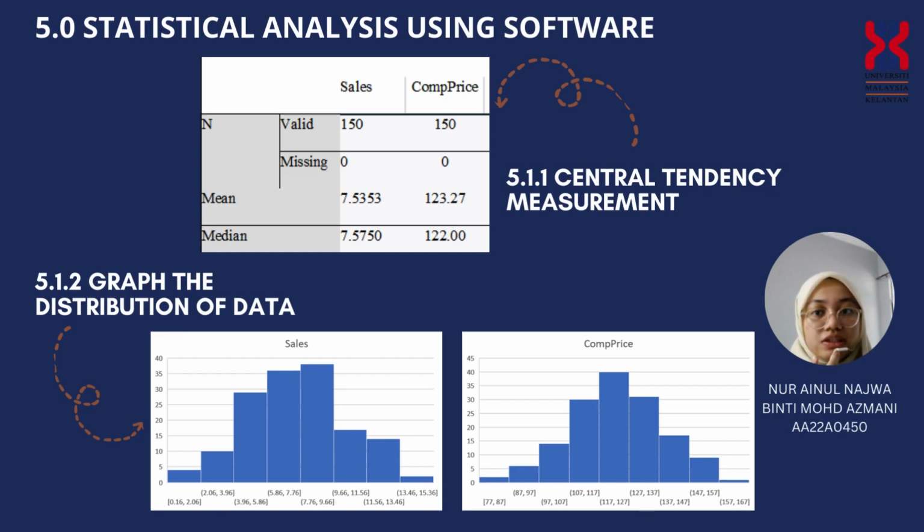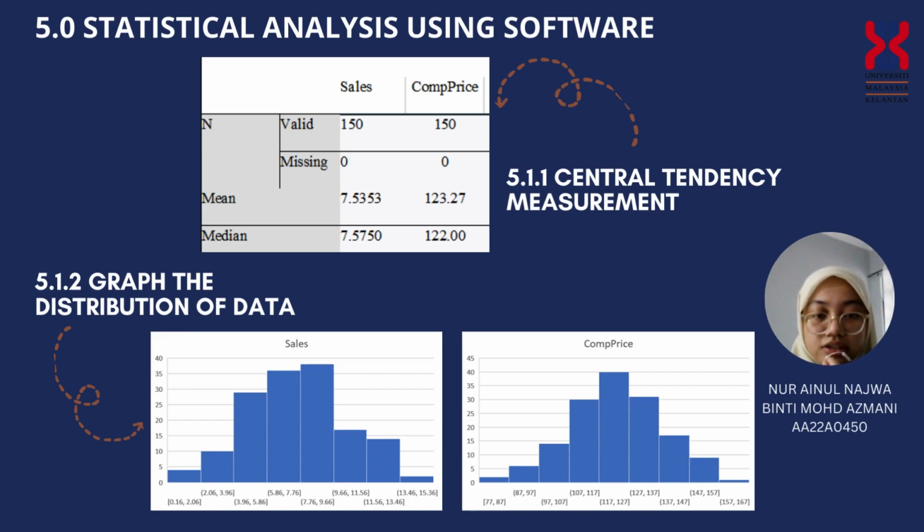I would like to present 5.0, 5.1.1 Central tendency measurement. Central tendency measurement is a way to describe the regular or average value for a data set. And central tendency measurement has three parameter measurements, namely mean, mode, and median. Each measurement has a different formula and interpretation.